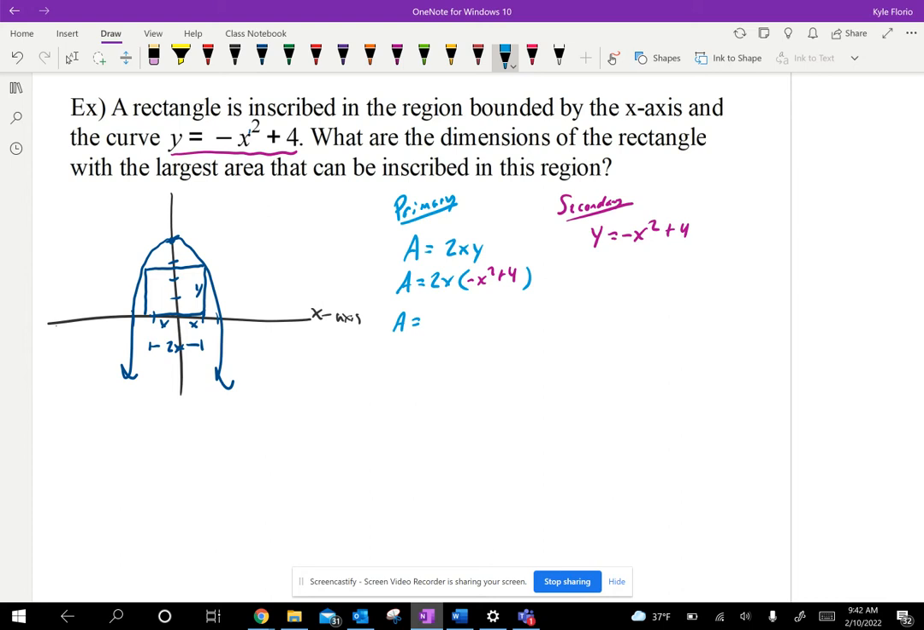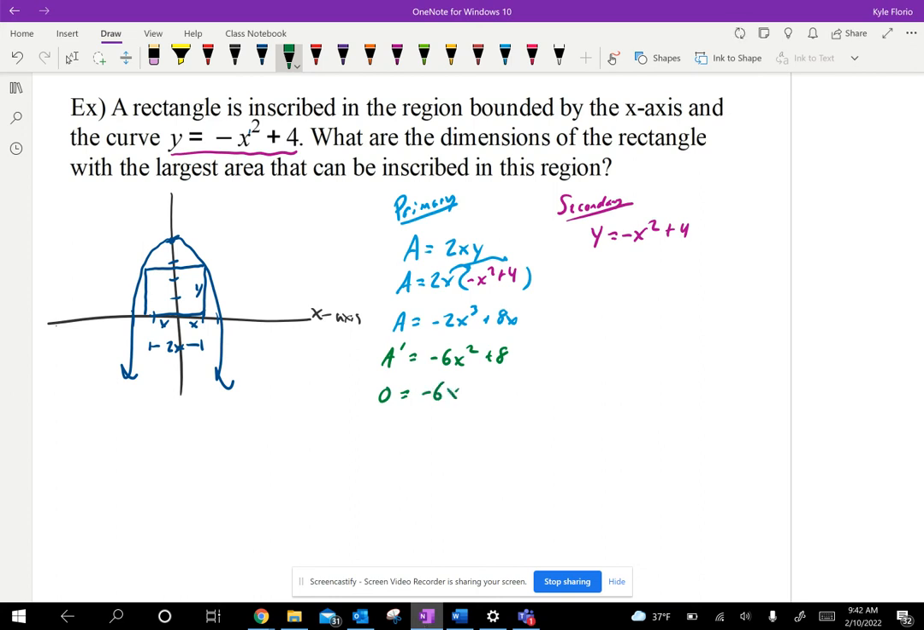And the goal now is, once we have our primary equation, we want to maximize it, so we need to take the derivative, set it equal to 0, and find those critical points to see where the maxes and mins are. Before I differentiate this, I'm going to distribute the 2x, so it's a little bit easier to work with. That's going to be negative 2x cubed plus 8x. If I differentiate it now, the rate of change of this function is going to be negative 6x squared plus 8.